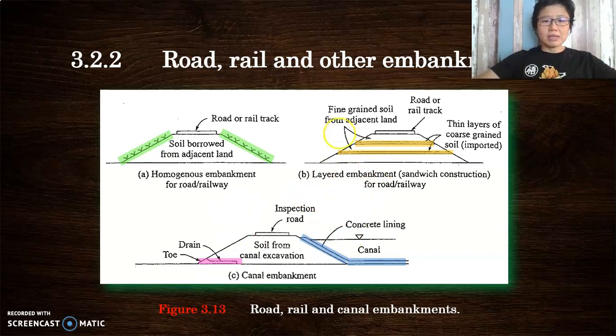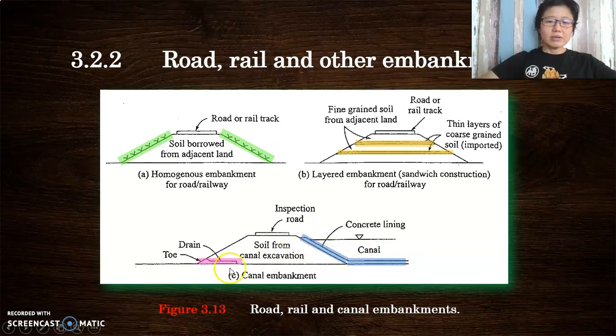And the third type, as you can see down here, are those that we usually find along canals or rivers, where on one side they are actually facing the water. In this case, a canal is like a drain. To protect the embankment from erosion, usually there's a concrete lining here.